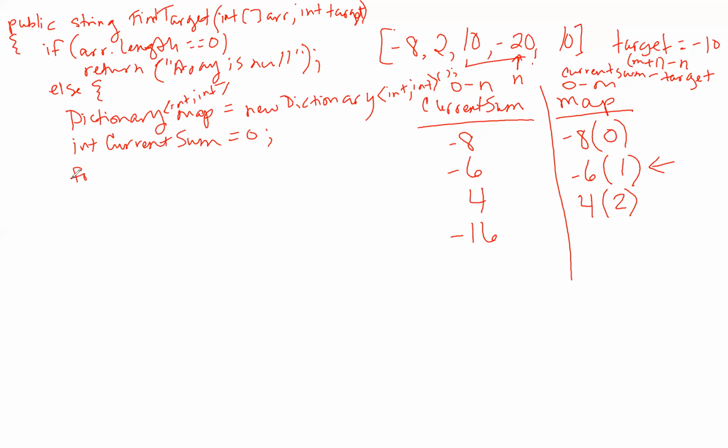So for int i equals 0, i is less than array.length, i plus plus. Okay, and first thing we did, we want to add current sum to n. So where we are in the array. So we can use i for n, and we can just say current sum plus equals array at i.